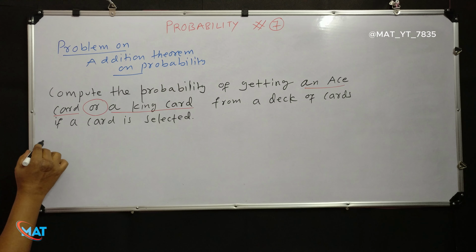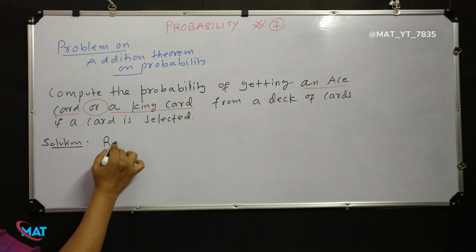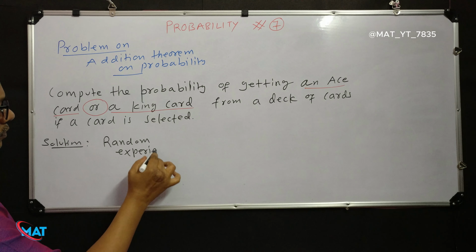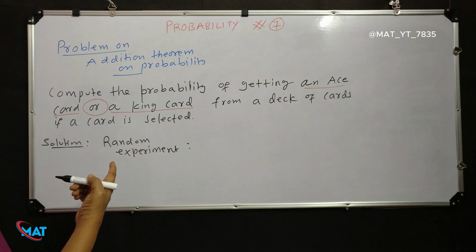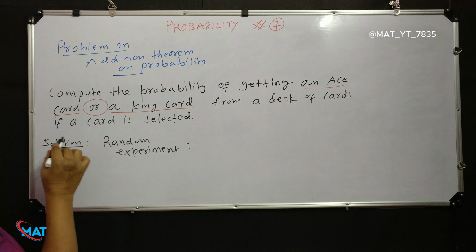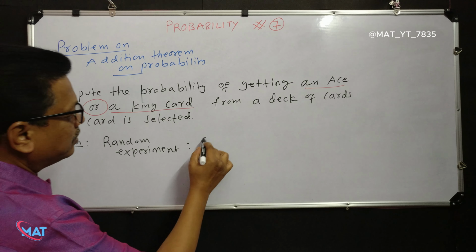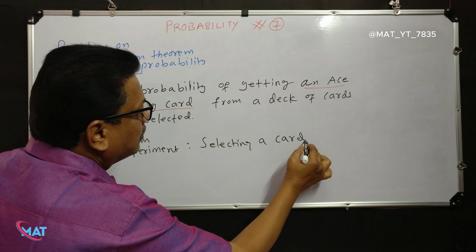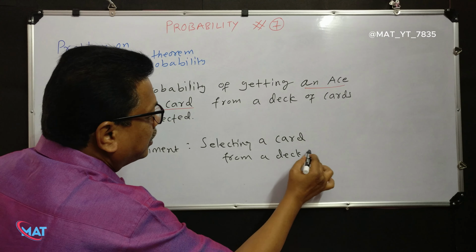So in the solution part, first, what is the random experiment? You have to identify the random experiment from the problem. Very simple. What is the activity you are performing in this problem? Selecting a random card from a deck of cards.